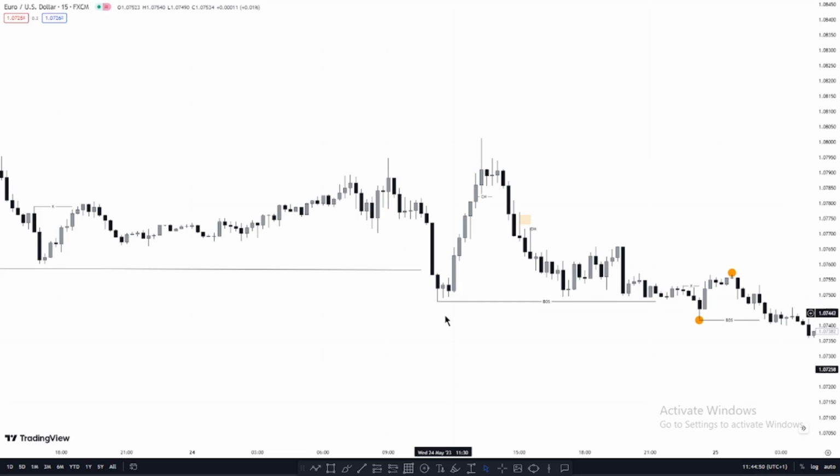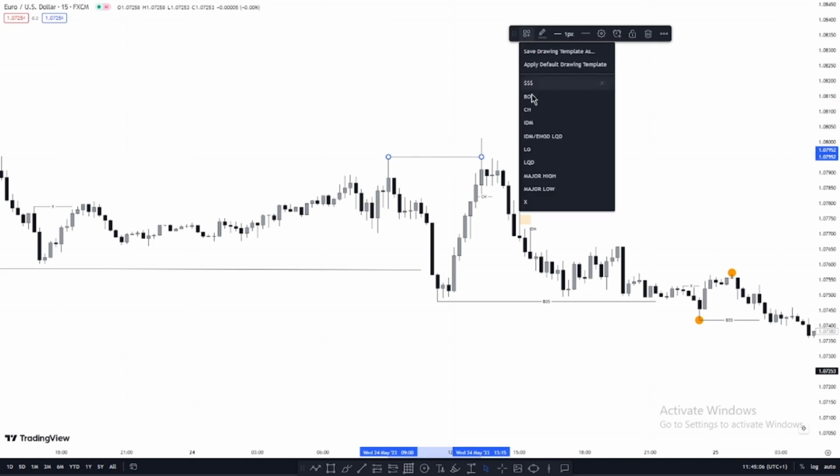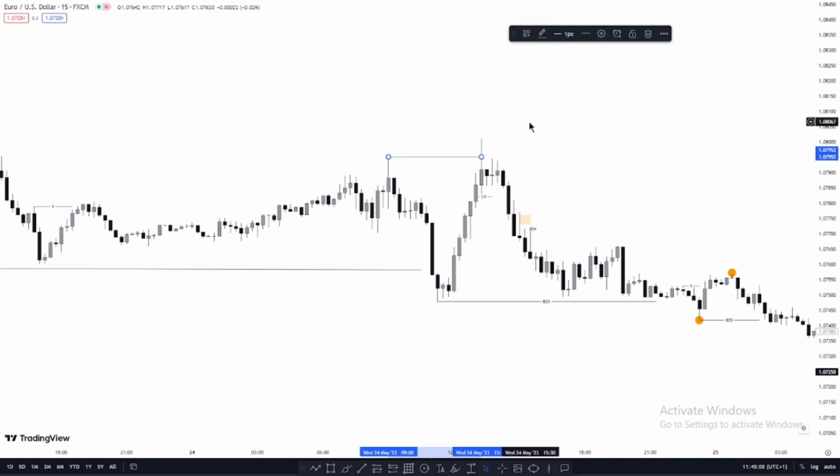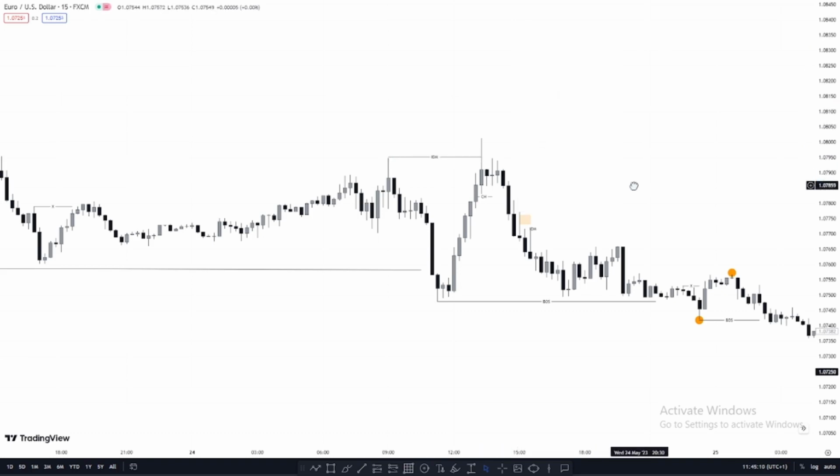Yes, it is a valid low because it has taken out the first internal structure high. Look at this first internal structure high here. It took it out with a wick. So this becomes your inducement in the market. I hope you understand what we're discussing now. Please try and understand. That's your inducement in the market.